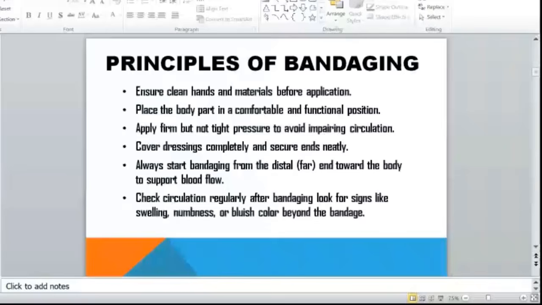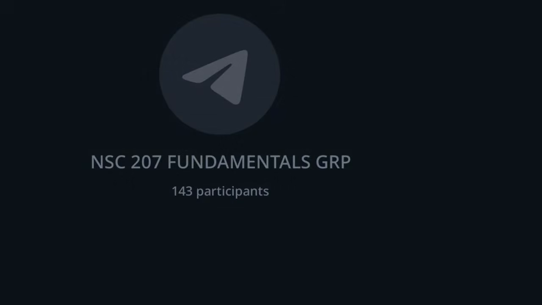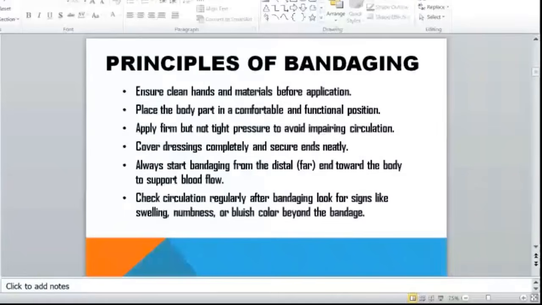Some people don't know how to bandage. It shouldn't be against the blood flow. It should be towards, to support the blood flow. I don't know if I'm making any sense. Then you have to check circulation regularly. When we bandage a body part, you don't just leave it in place and forget. You should continue to check that area regularly to look for signs. Check circulation regularly after bandaging. Look for signs like swelling, numbness, or bluish color beyond the bandage.